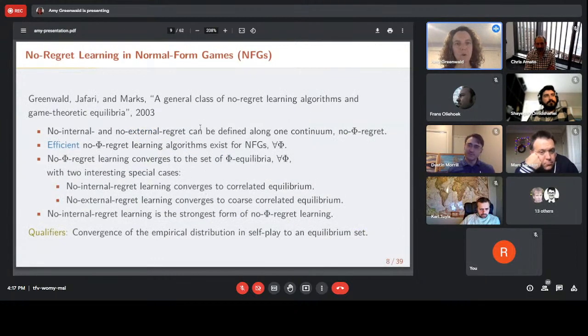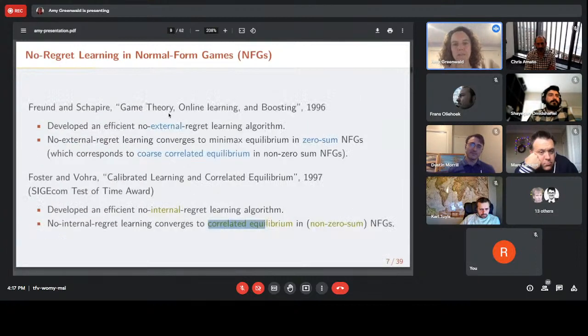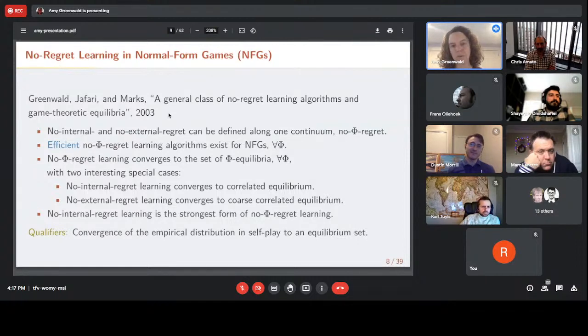Great. So one thing that I did a couple of years after that was talk about those specific results in a slightly more general framework, this phi framework. In other words, we defined a continuum of regret algorithms for any arbitrary choice of phi, meaning any arbitrary choice of deviation. So one choice might be external deviations, one choice might be internal deviations, but whatever your set of deviations is, we can get that no phi regret learning will converge to what we called the set of phi equilibria. This is just a slight generalization of what we had before for arbitrary sets of deviations.